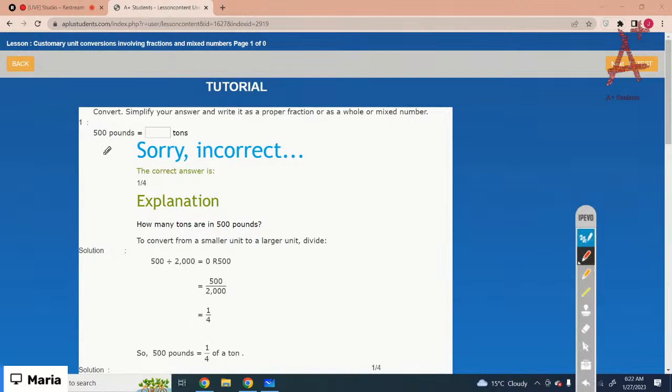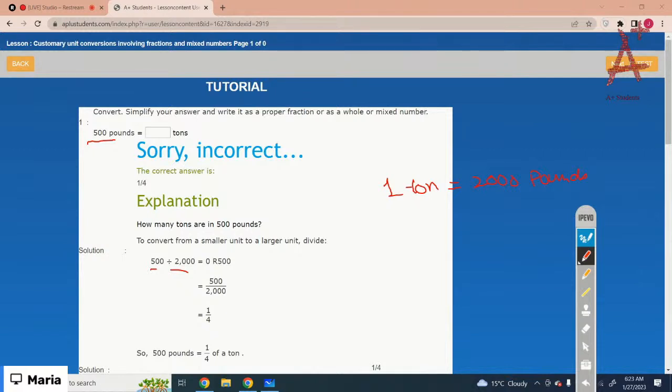So you are given 5,000 pounds. You have to convert it into tons. Got it? So we know that 1 ton equals 2,000 pounds. Got it? So you have to divide 500 by 2,000. Got it? Because 500 pounds is smaller than 2,000. Just divide 500 by 2,000.